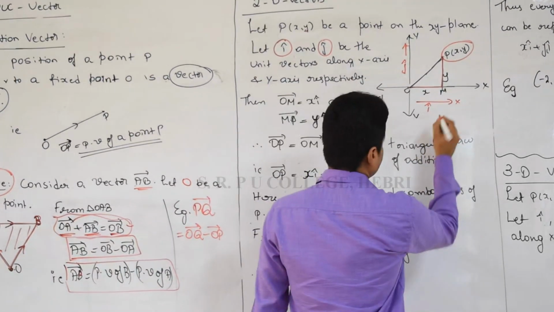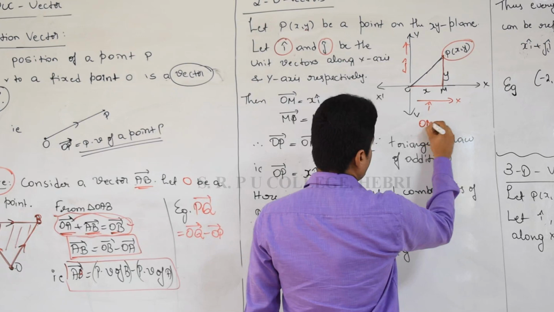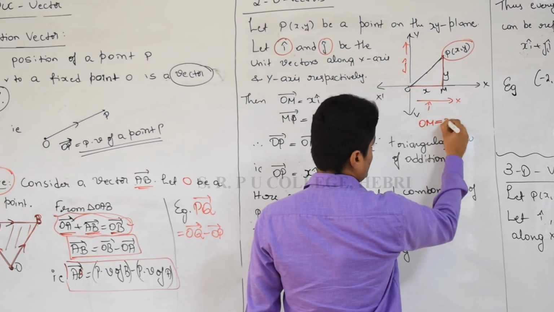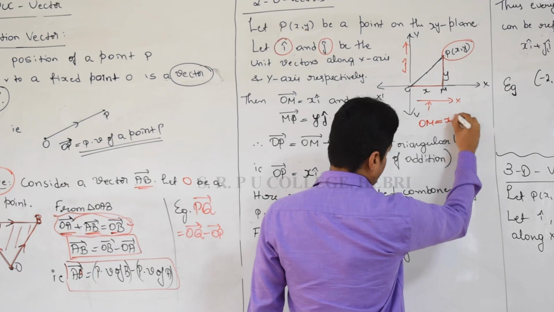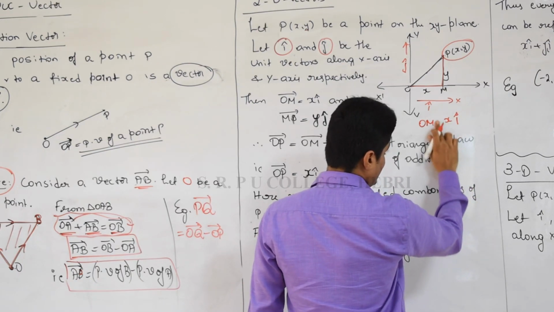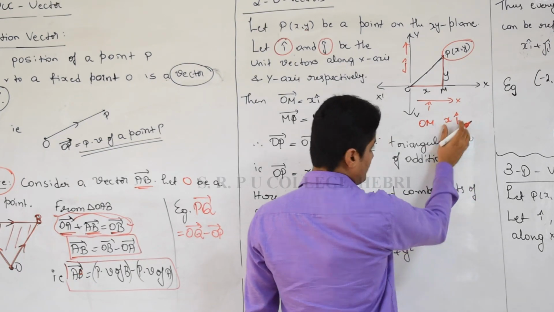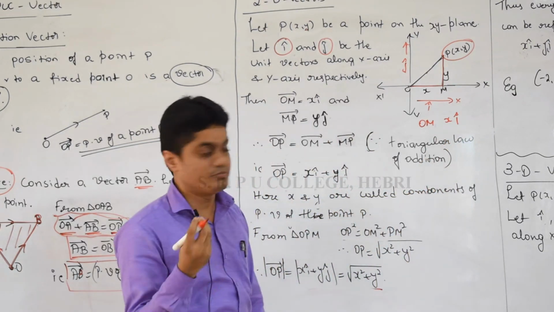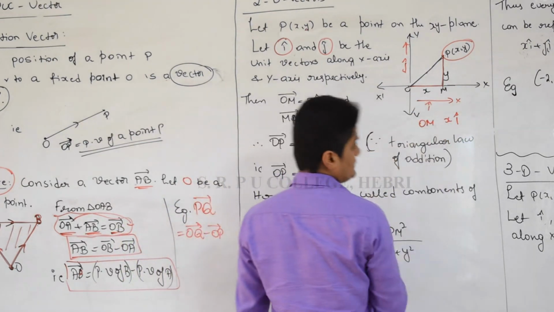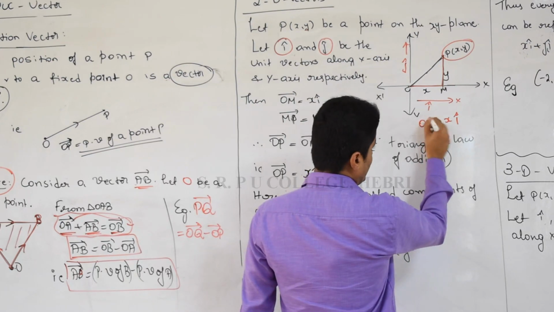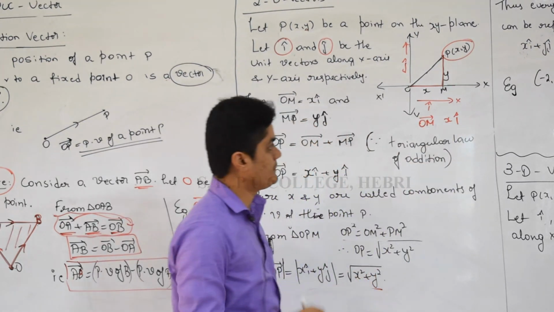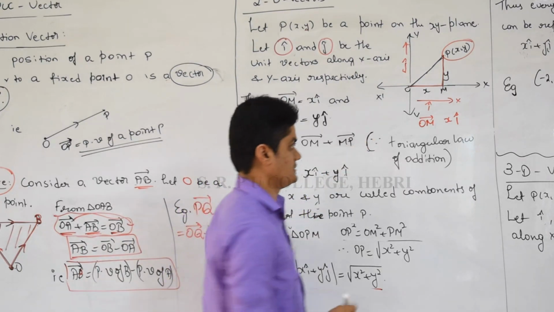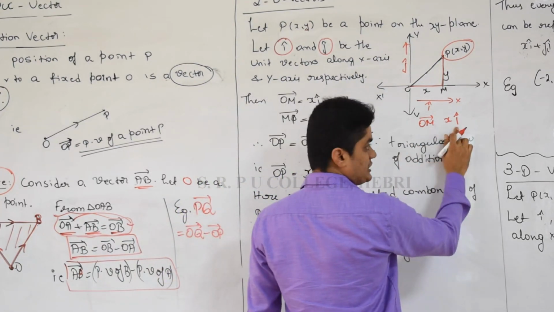Now observe carefully. In this diagram, what is OM? It is x. Now if I multiply x by i cap, it will become a vector. Then x i cap will be a vector along the x axis, right? I can also write OM as a vector. What is the direction of vector OM? It is also along the x axis. So the direction of both of these is the same.